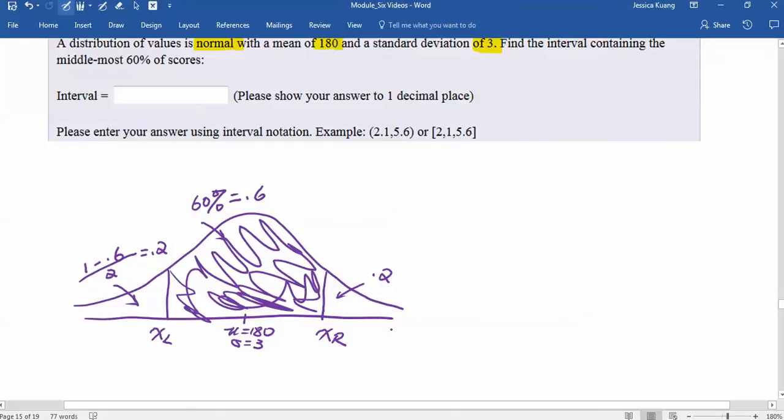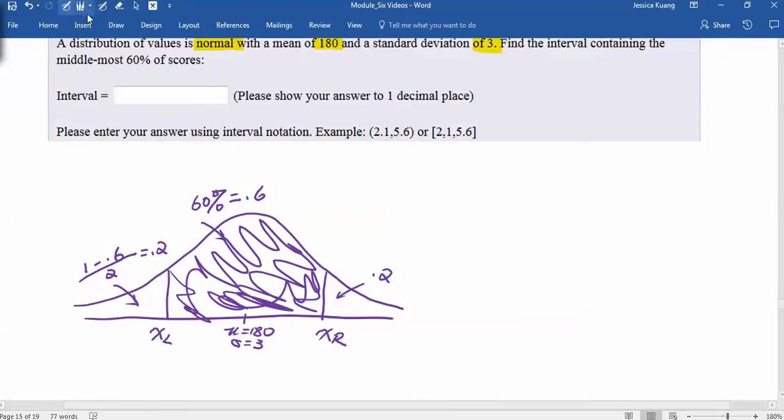Now, if you still remember from the standard normal distribution when the mean is 0, to find the middle 60%, all we have to do is find one boundary and flip the sign, and then we get the other boundary. However, that is no longer true for a non-standard normal distribution. We have to carry out the calculation separately for the left bound and the right bound.